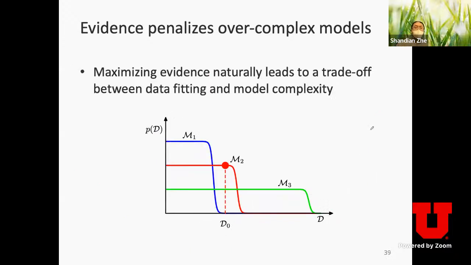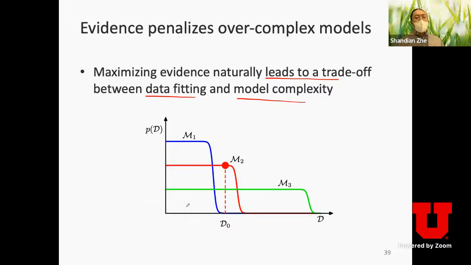So maximizing evidence naturally leads to a trade-off between data fitting and model complexity. Here is just some visualization to give you a sense. The x-axis indexes different data sets, might be in terms of the size of data. So you can see that different data sets, even in terms of size, might be appropriate to different types of models.